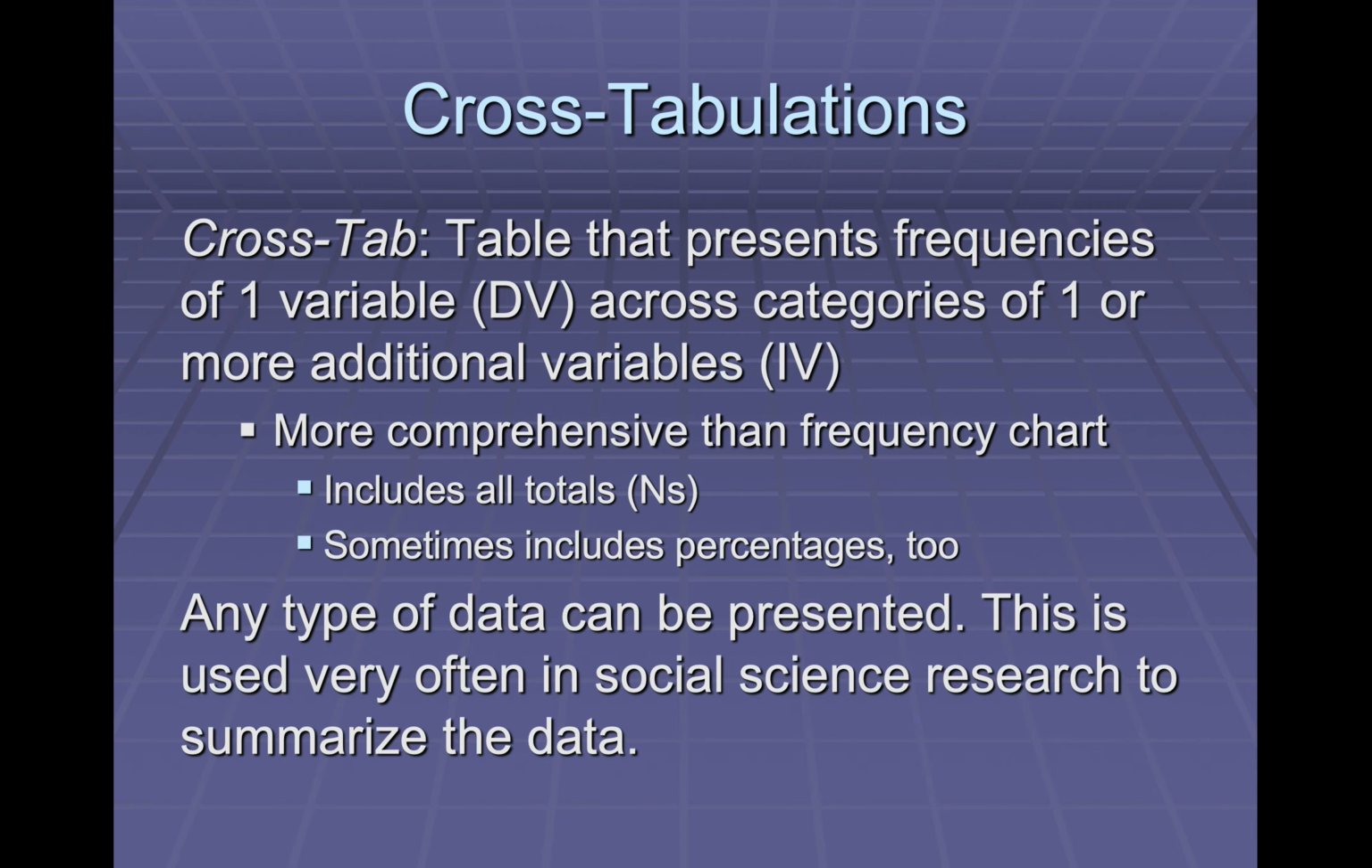Okay, another way that you can display your data is through cross tabulations, and this is used all the time in social science research. So it's essentially a table that presents frequencies of one variable, like the dependent variable, across categories of one or more independent variables. So it's more comprehensive than a frequency chart. It always includes the Ns, and then it sometimes includes the percentages too. Any type of data can be presented on this, and this is used in social science research to summarize the data almost all the time. When you're using statistical analysis, you're always going to get a cross tabulation.